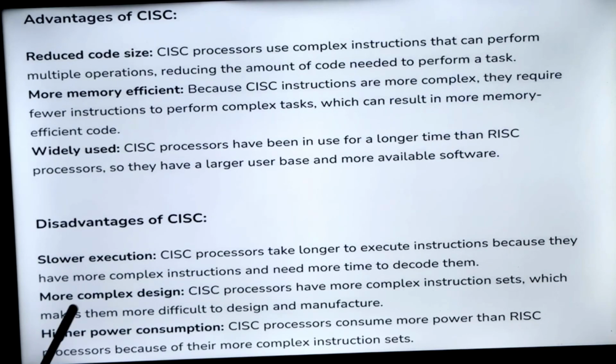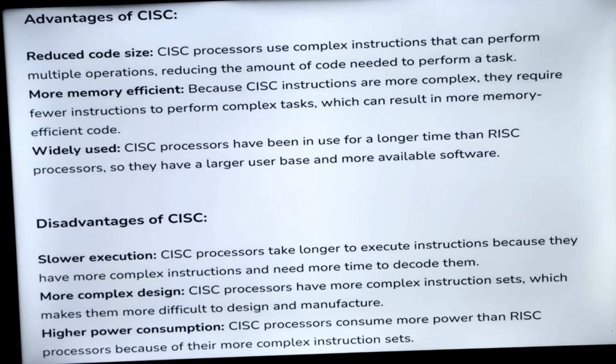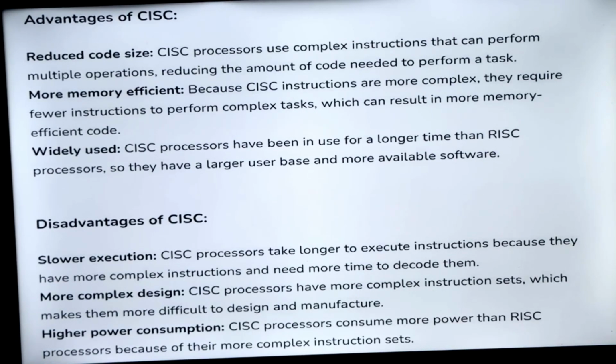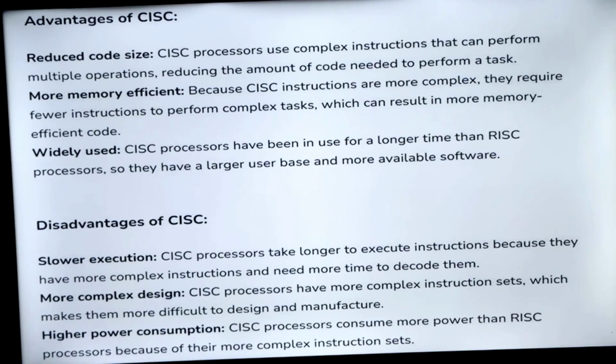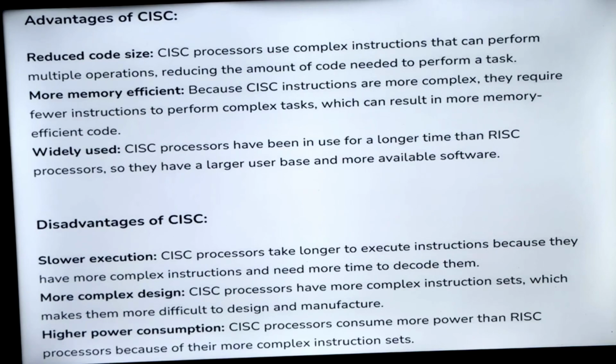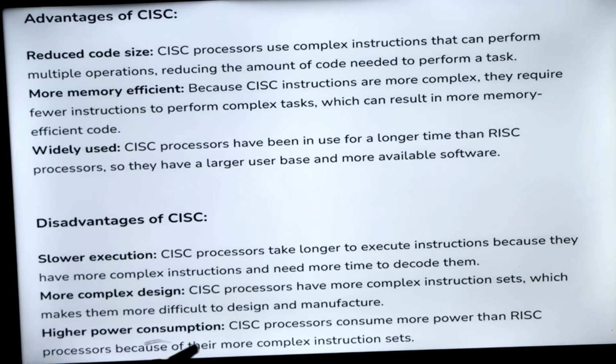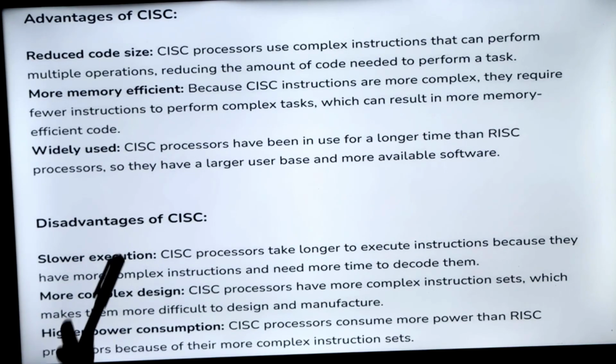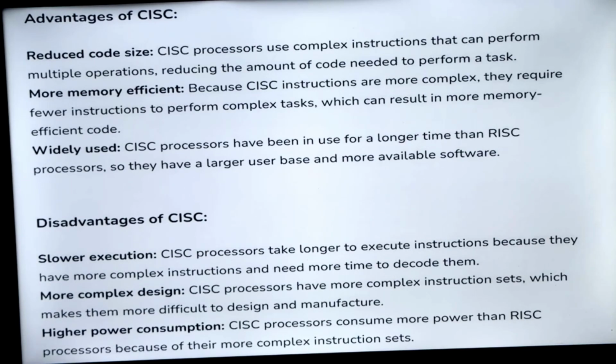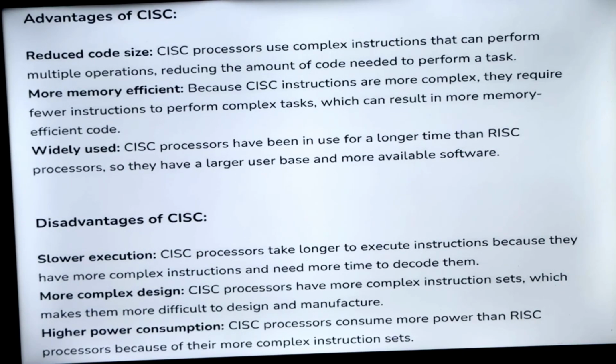Next is more complex designing. Obviously, because you are executing complex instructions, your processor also needs to understand the complex instructions. So your hardware design also will be very complex, right? You will have a very complex design overall. Then higher power consumption. Because you have a complex hardware design, obviously the power consumption will be more here. I hope you understand that. So that was all about CISC architecture in short.